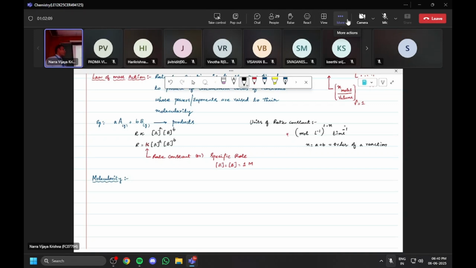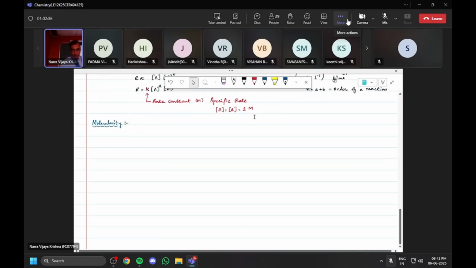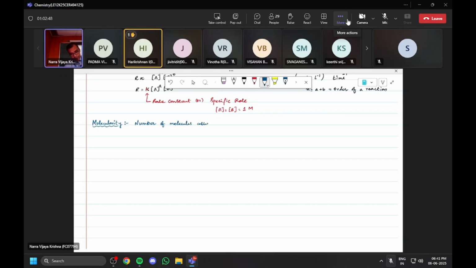Right. Now coming to molecularity. Molecularity means the number of molecules that collide with each other at any instant of time at a single point. That is called molecularity. The number of molecules that make a collision with each other at any instant of time at a single point, we call it the molecularity of a reaction. So molecularity means the number of molecules that collide at any instant of time is called the molecularity of a reaction.